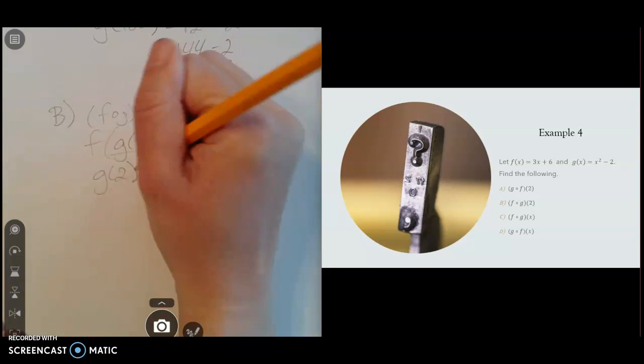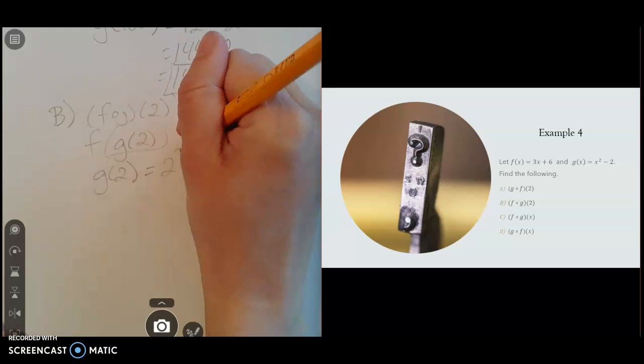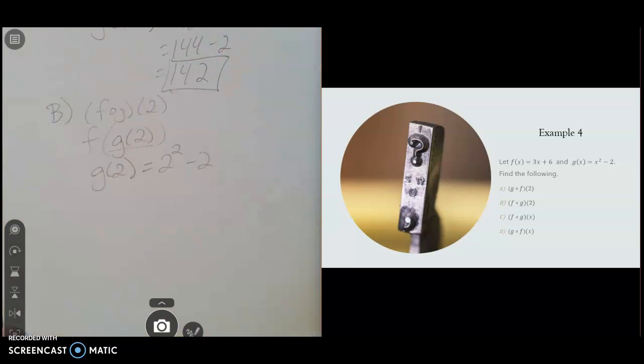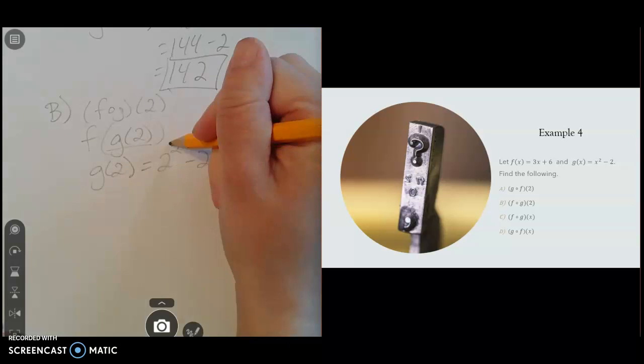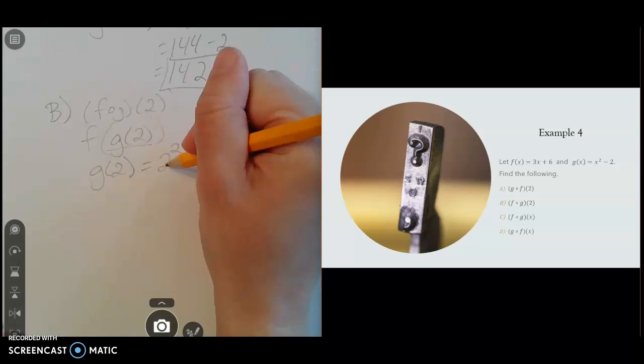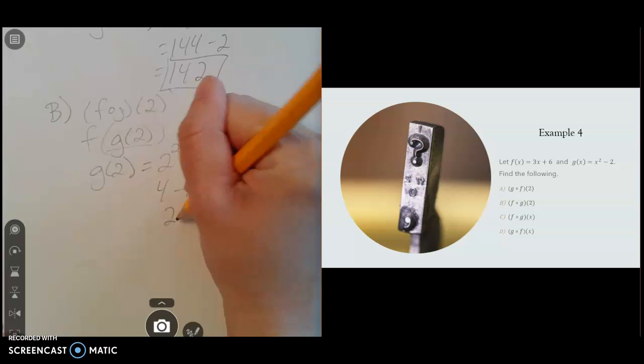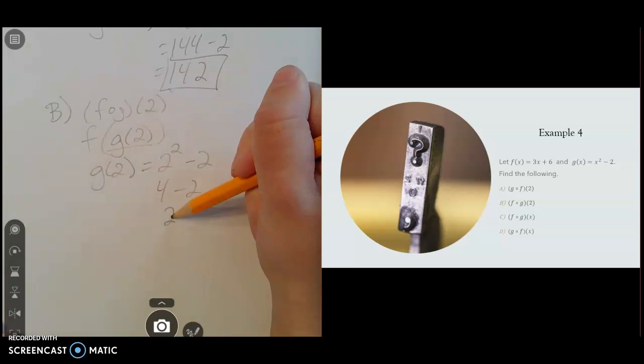So putting 2 into g, we would do x squared, so that's 2 squared, and then we'll subtract 2, because that's the rule for g of x, is x squared minus 2. 2 squared is 4, and 4 minus 2 is 2. So g of 2 is 2.